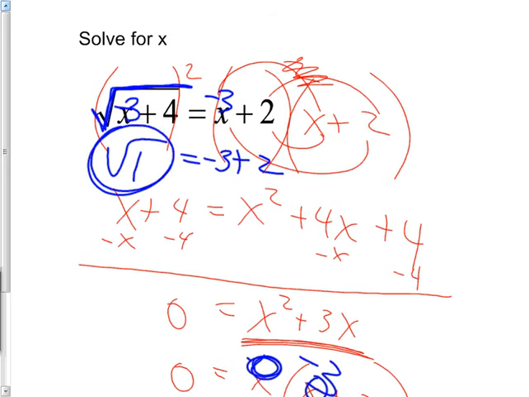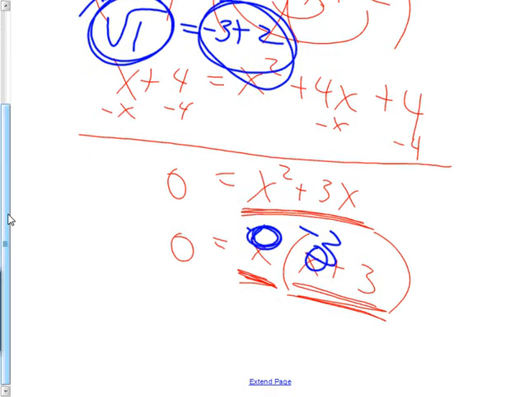What's the square root of 1? What's -3 plus 2? One of them's 1 and the other one's -1. Are 1 and -1 actually equal to each other? Holy cow, we just found one that was extraneous. Wasn't it a good thing we checked?